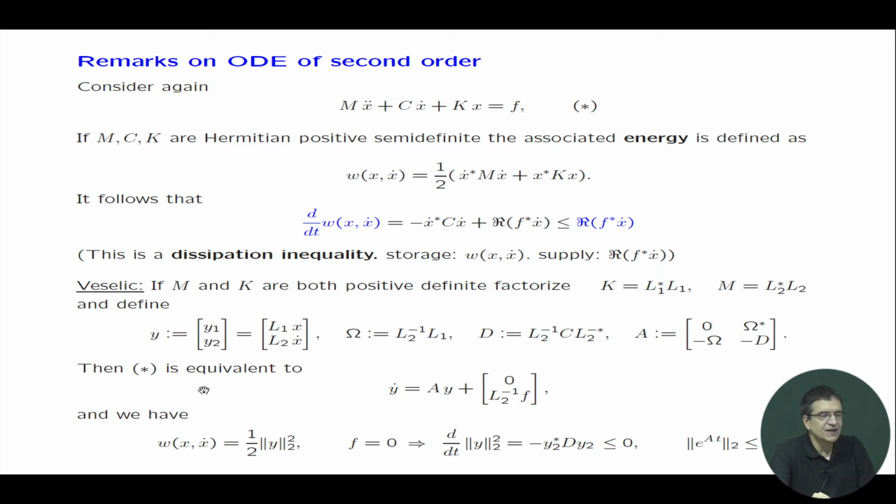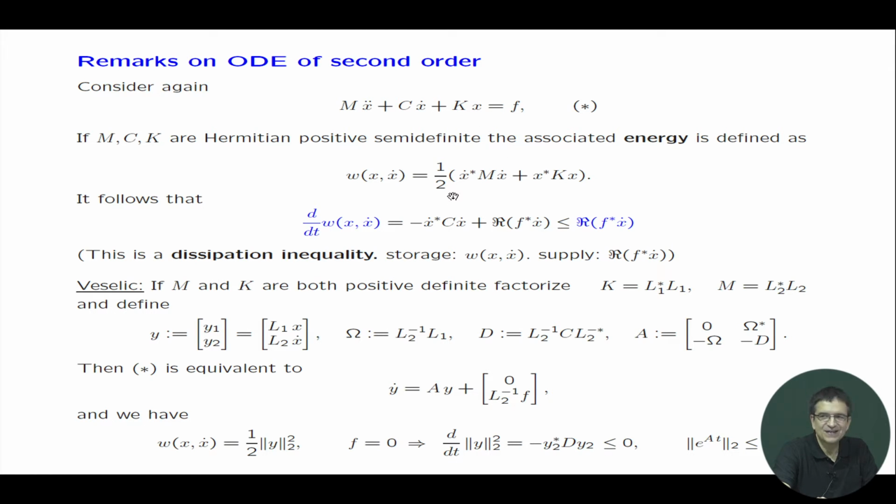But these are not all possibilities, and I found a very nice one in the book by Weselic. Okay, so the basic idea is the following. Here's our differential equation again. If now M, C, and K are Hermitian, or in real applications real symmetric and positive semi-definite, then we can associate an energy with this differential equation.